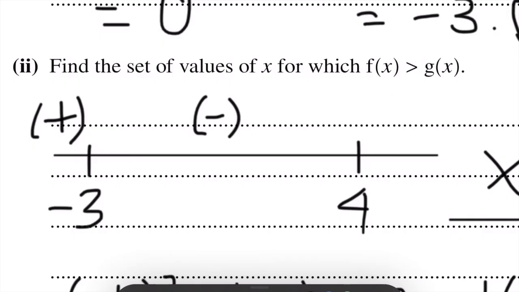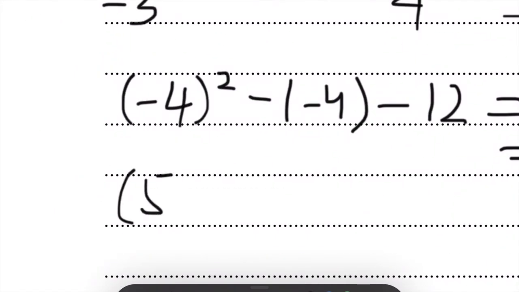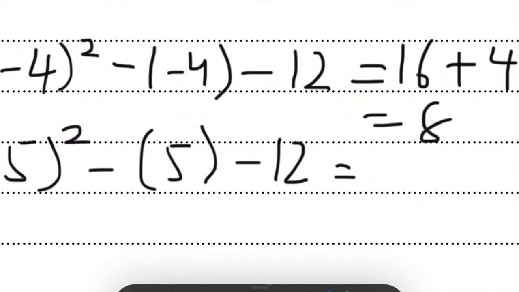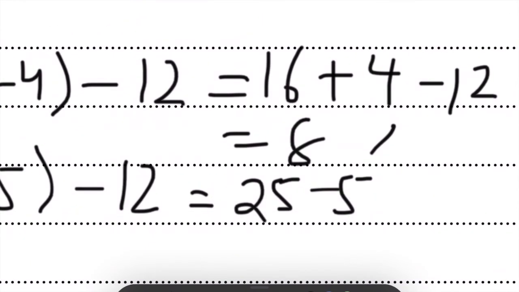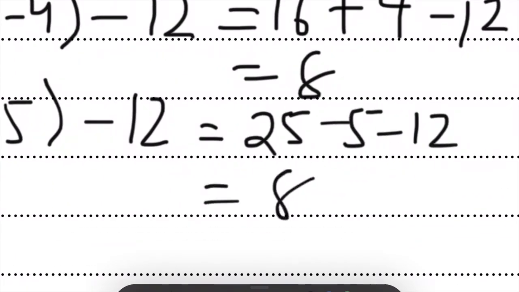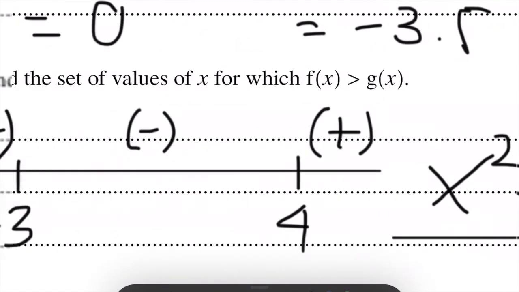And I will choose a number above 4, let's say 5, and compute that in the equation. I will get 25 minus 5 minus 12, which is also 8. So I will go ahead and put a positive number here as well.